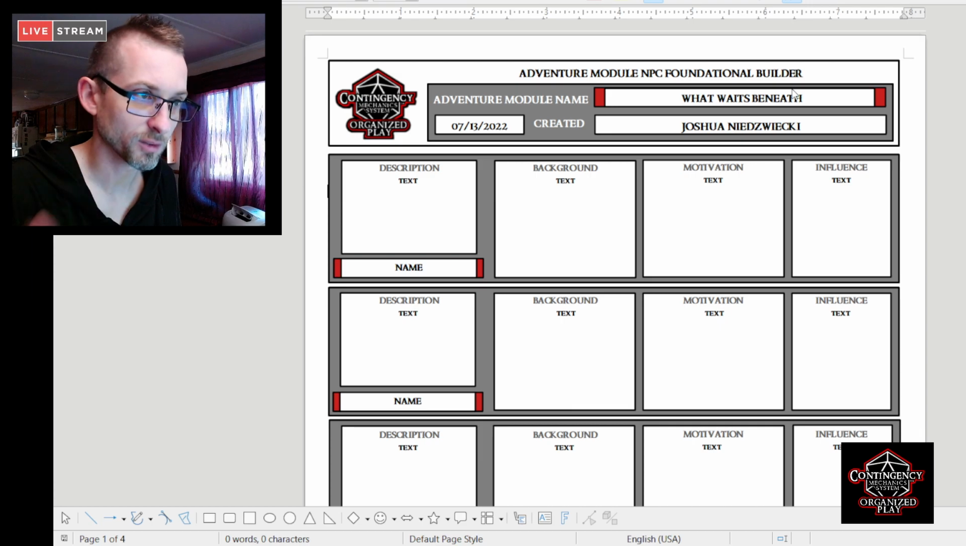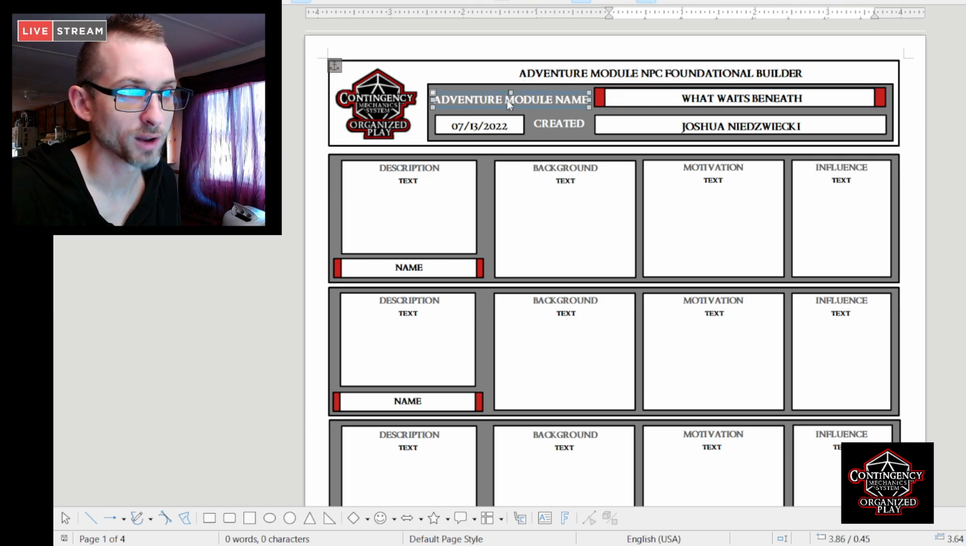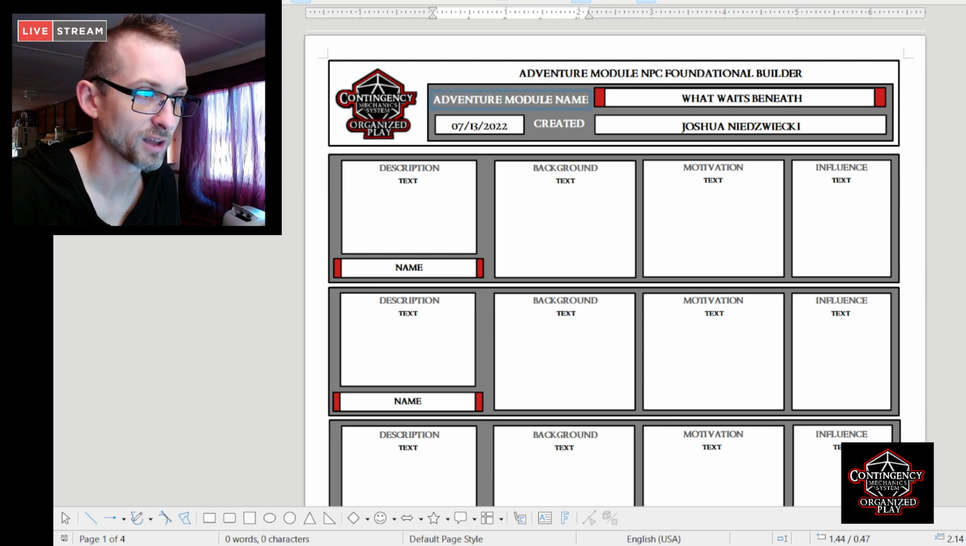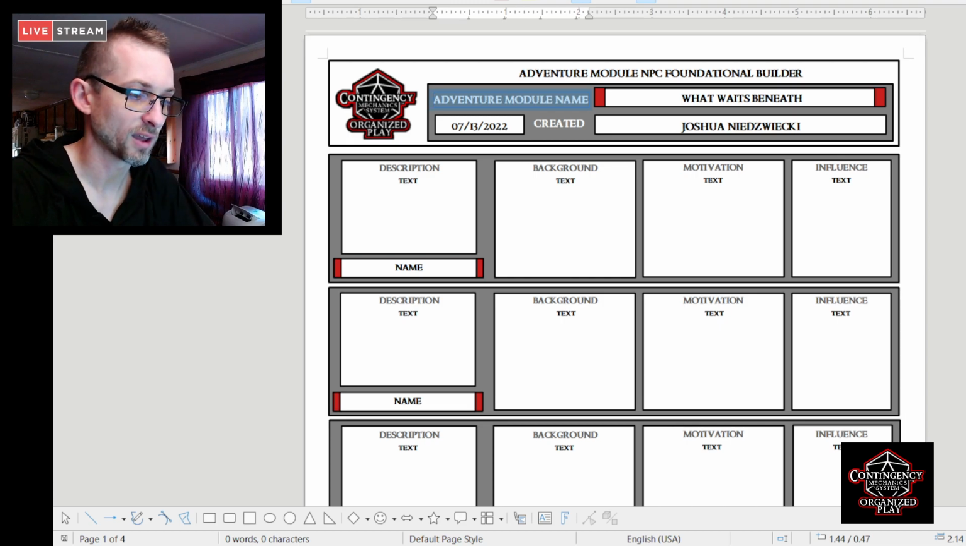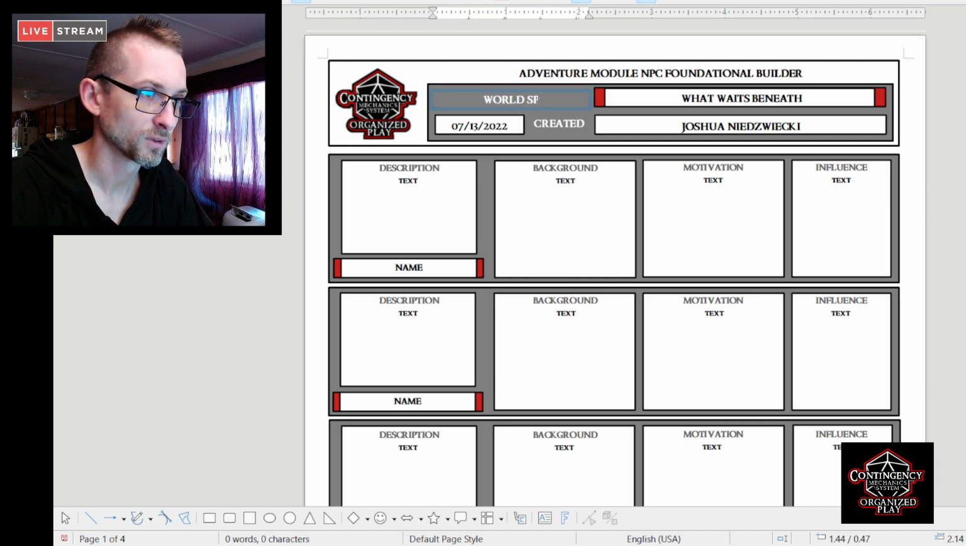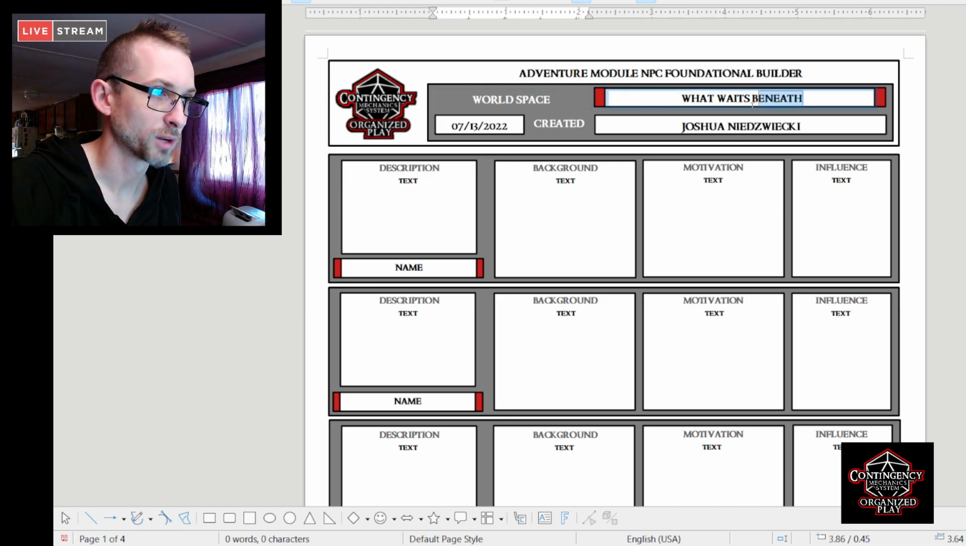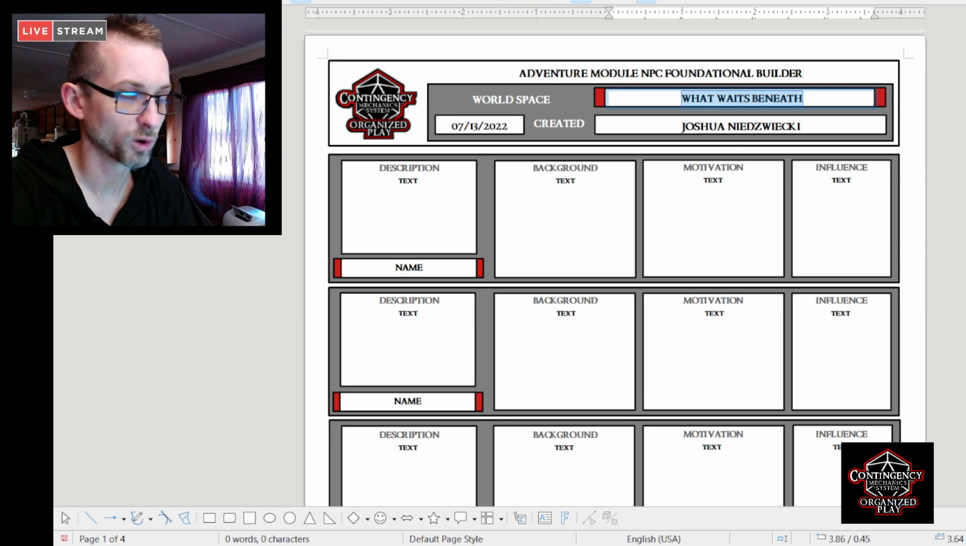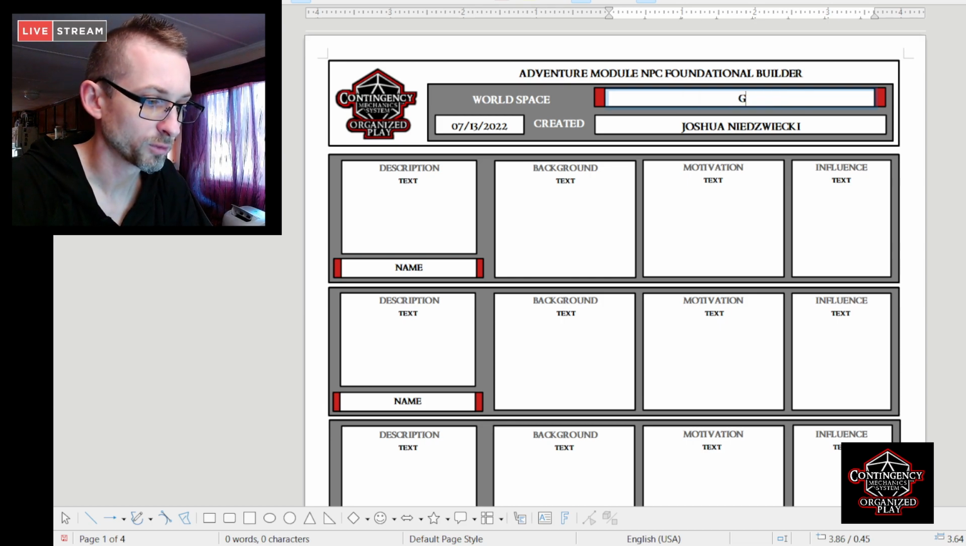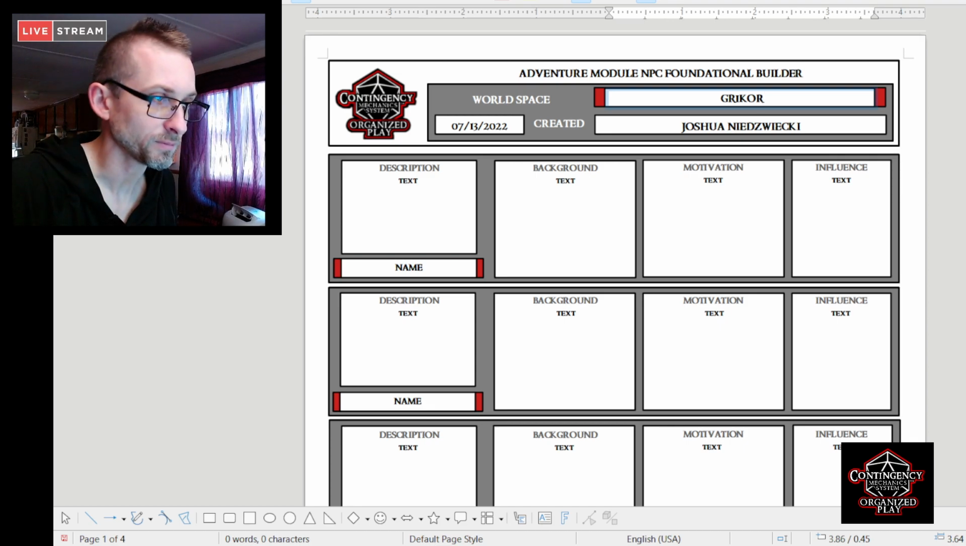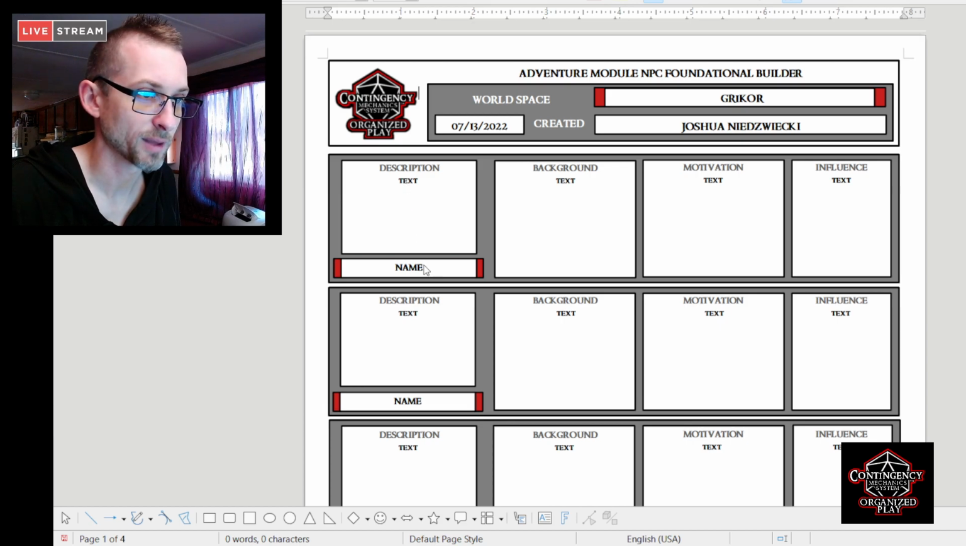So what waits beneath is the module in which we're using these characters. It's where their story begins. But I can also go back and say, well, maybe I don't want it to be an adventure module. Maybe I want this to change, and I want this to be a world space instead. I can change that. Because we're going to be using them a little farther than that. So the world space, and the world space is Grickle. We know this. Date created remains the same. We started creating them at that point.